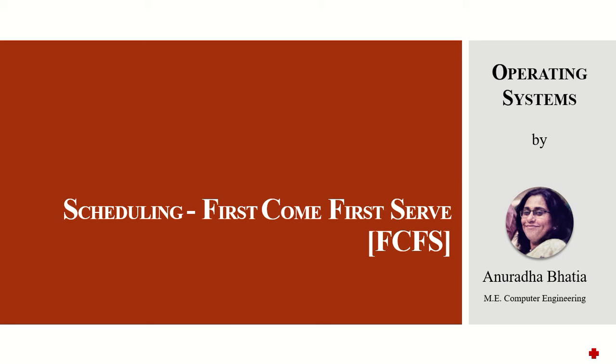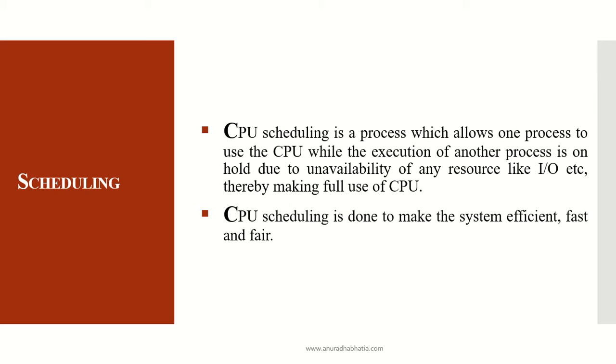Friends, we'll study scheduling, the first come first serve algorithm in operating systems. Before we start how to solve the problems using the first come first serve scheduling process, let's see what is scheduling. CPU scheduling is a process which allows one process to use the CPU while the execution of another process is on hold due to unavailability of any resources like input, output, etc., thereby making full use of the CPU.